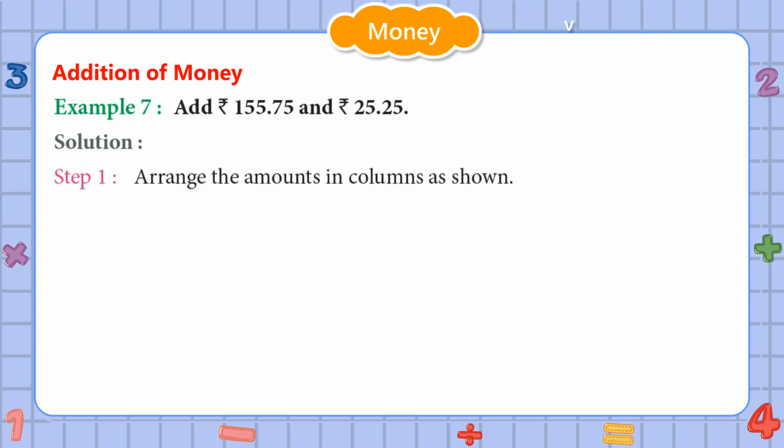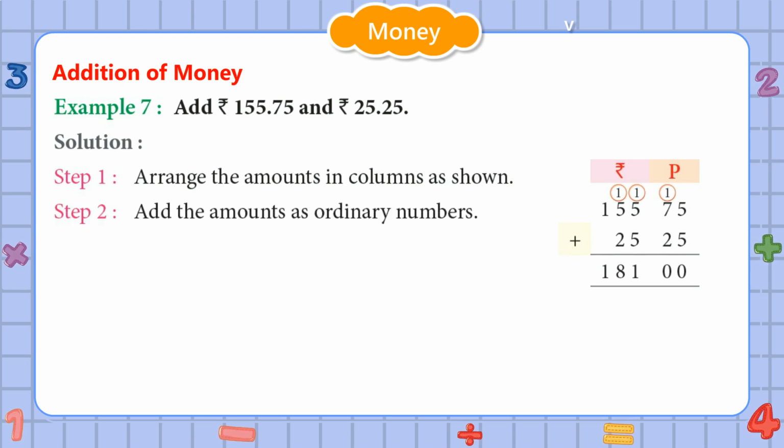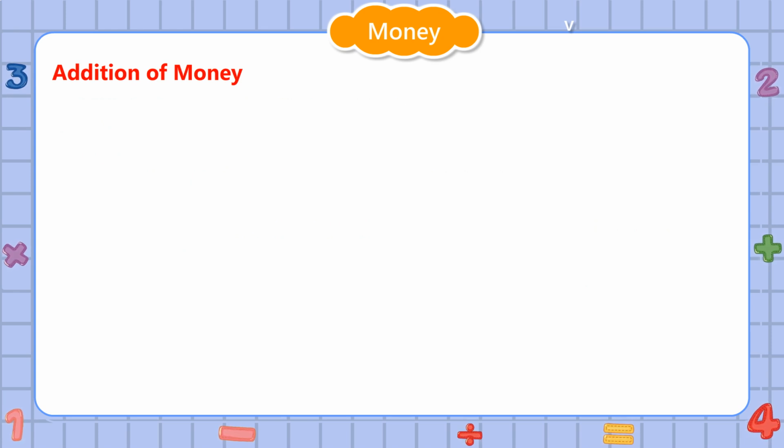Solution. Step 1. Arrange the amounts in columns as shown. Step 2. Add the amounts as ordinary numbers. Thus, ₹155.75 plus ₹25.25 is equal to ₹181.00.